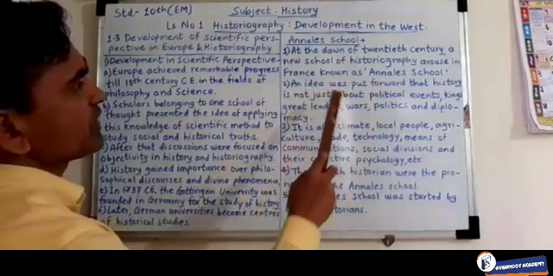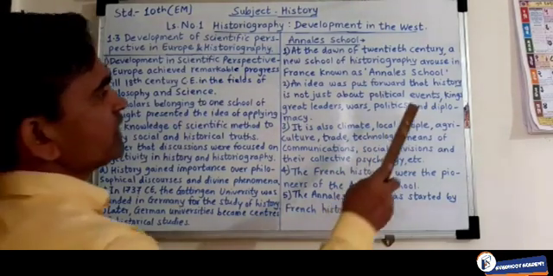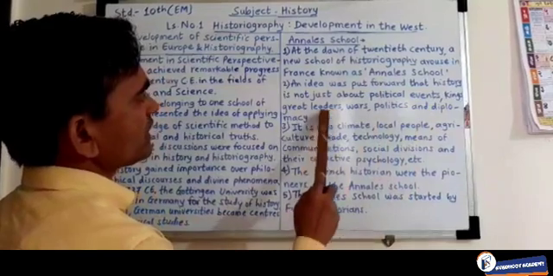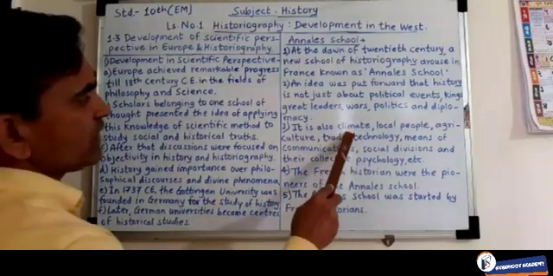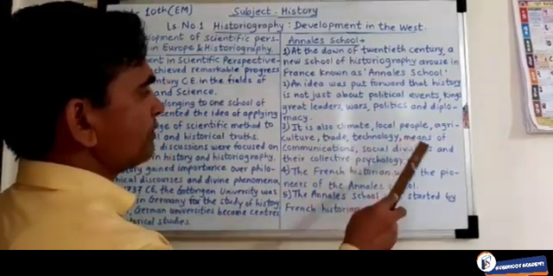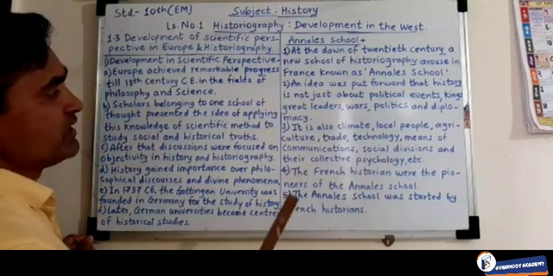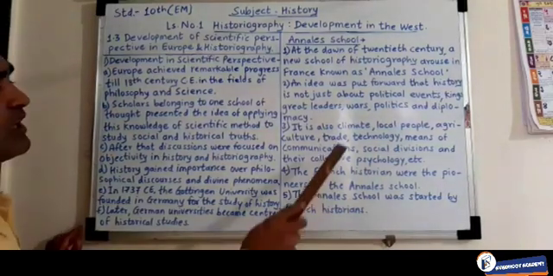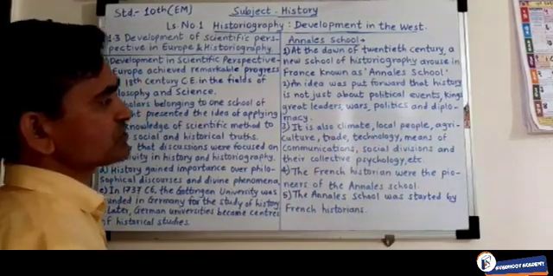An idea was put forward that history is not just about political events. What was the idea? The idea is that history is not just about political events, kings, great leaders, wars, politics and diplomacy. History is also about climate, local people, agriculture, trade, technology, means of communication, social divisions and their collective psychology, etc.